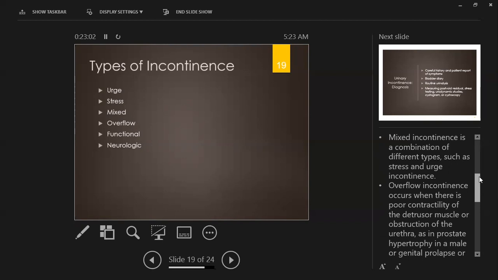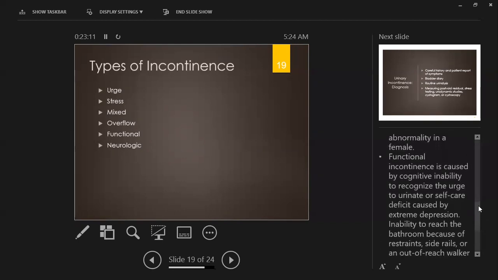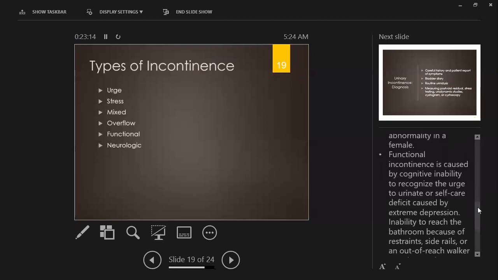Overflow incontinence occurs when there's poor contractility of the detrusor muscle or some kind of obstruction of the urethra, as in a prostatic hypertrophy in a male, or potentially even a genital prolapse or an abnormality in the female.